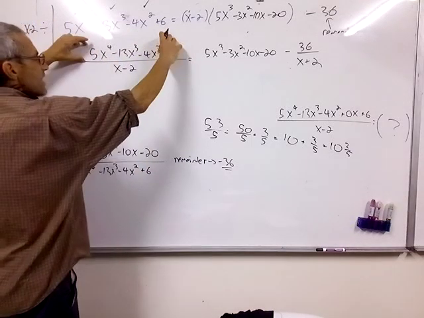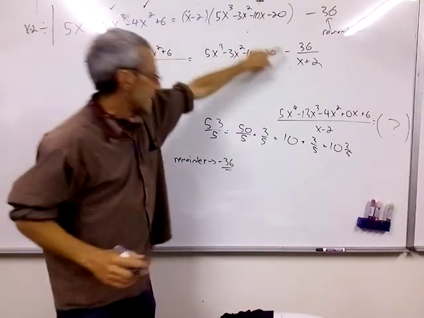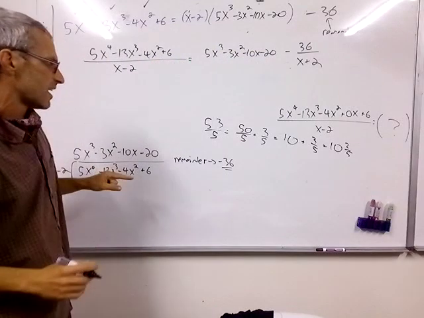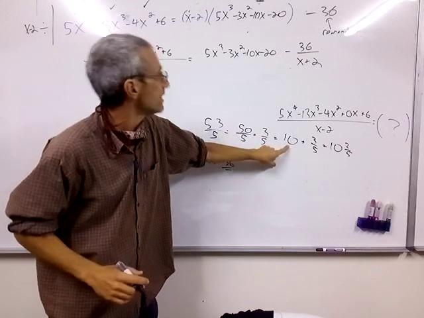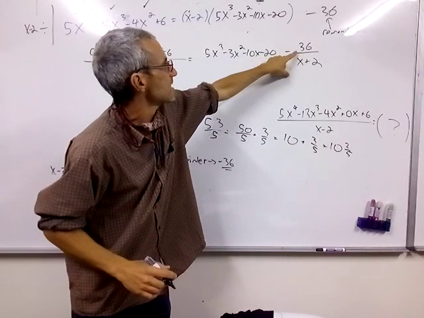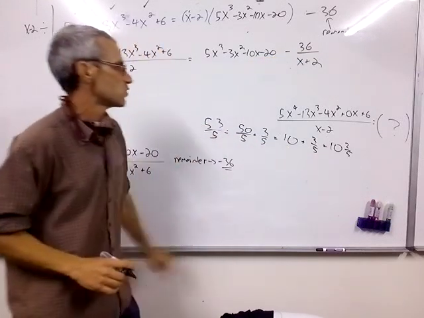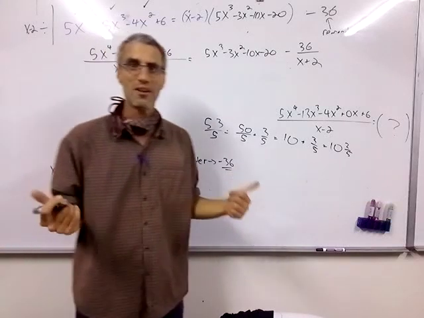So if I divide that polynomial by x minus 2, I'm going to get that clean division, just like I had 53 divided by 5, I had that 10, plus the remainder, minus 36 divided by x minus 2, which was in this case 5. Hopefully that helped.